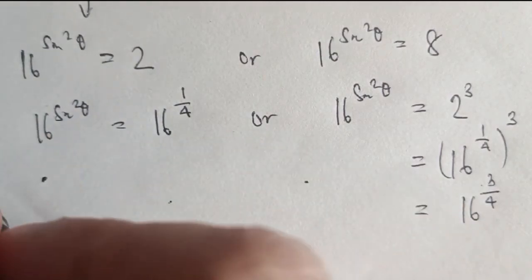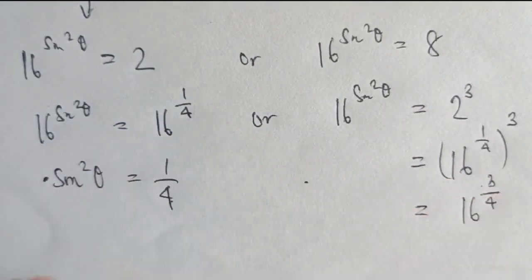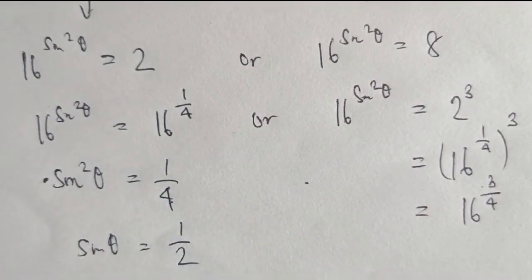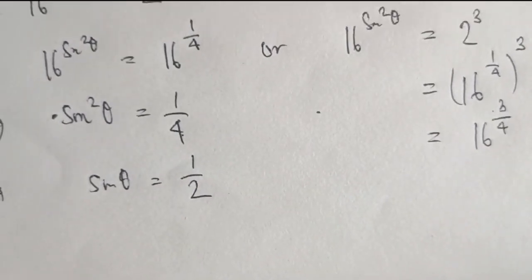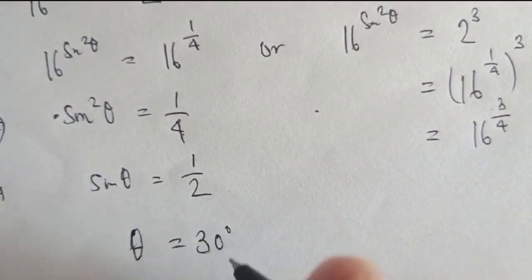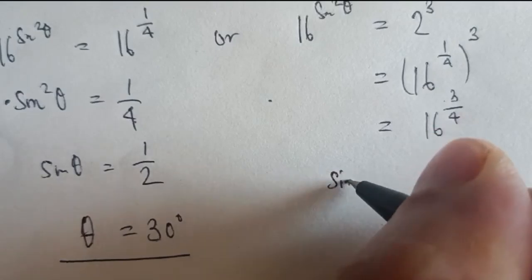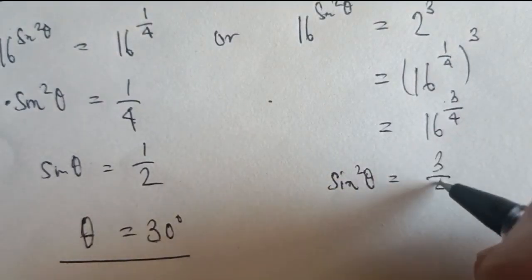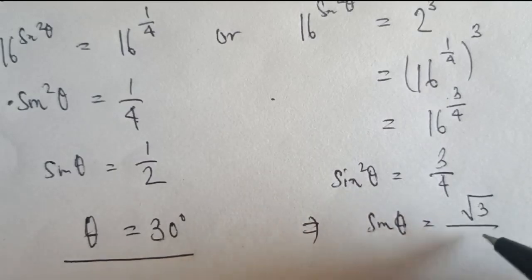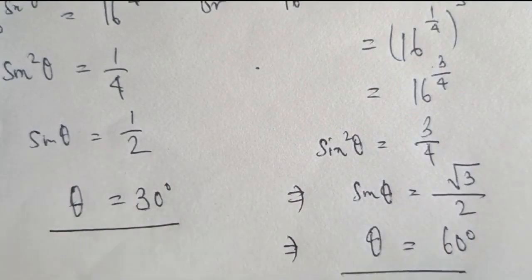So from this first one, what we get is sine squared theta is equal to 1/4, which means sine theta is equal to half. We will just take the positive numbers, of course. Okay. So if sine theta is equal to half, we will know that theta is equal to 30 degrees, right? And here we have sine squared theta is equal to 3/4, which implies sine theta is √3/2, which implies theta is equal to 60 degrees.